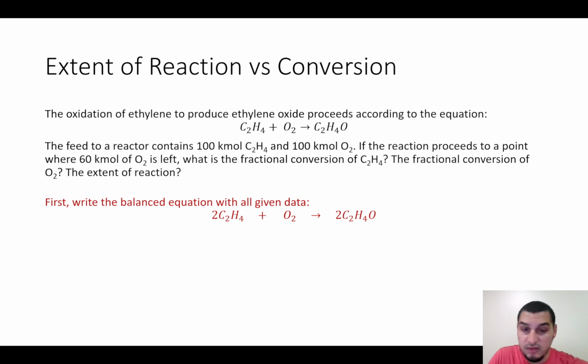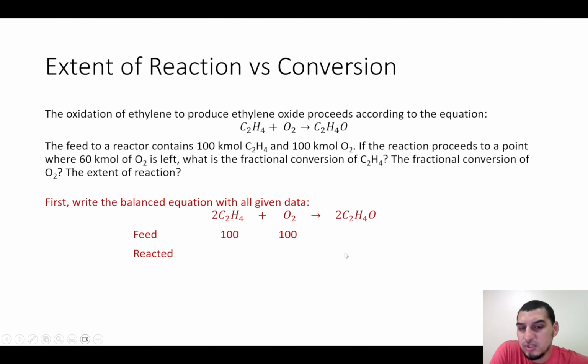So in this case, we have two oxygen atoms in and one out. So either we multiply this by half, so it's half oxygen, or 2 ethylene and 2 ethylene oxide. So this is what I did here. So now the feed is 100 and 100. And we know that 60 kilomoles of oxygen is left.